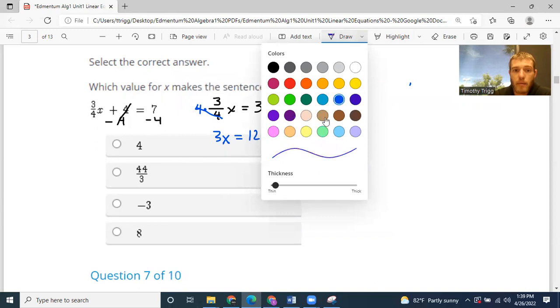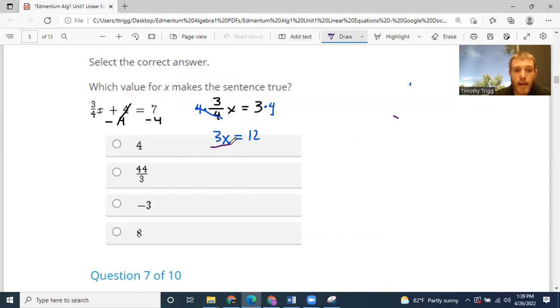Lastly, to get X by itself, we're going to divide by 3 using the division property of equality. Simplifying gives us that X equals 4.